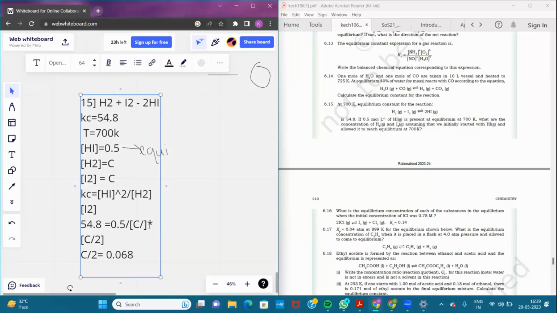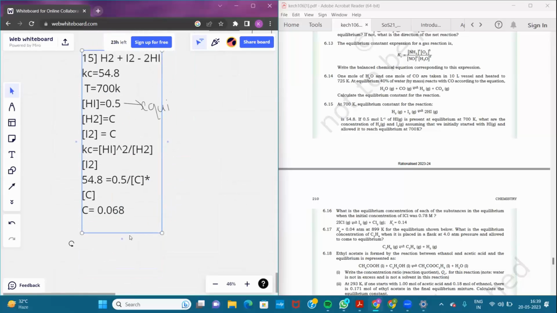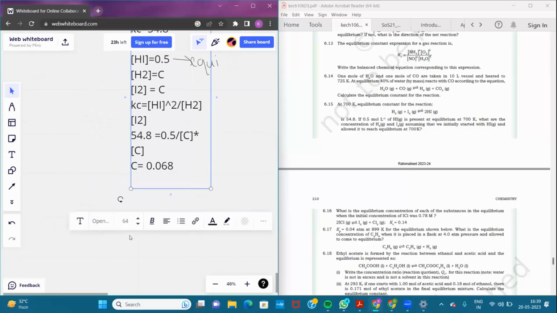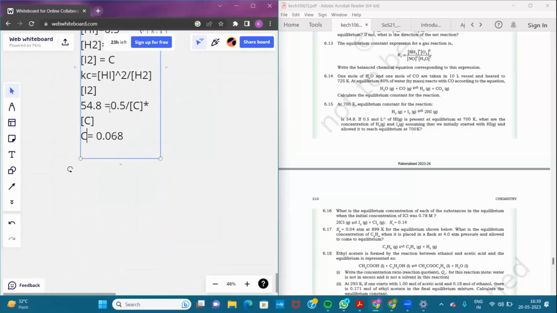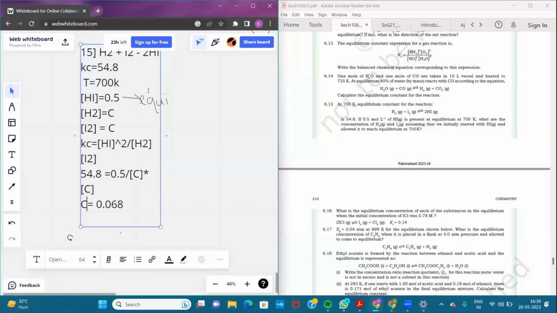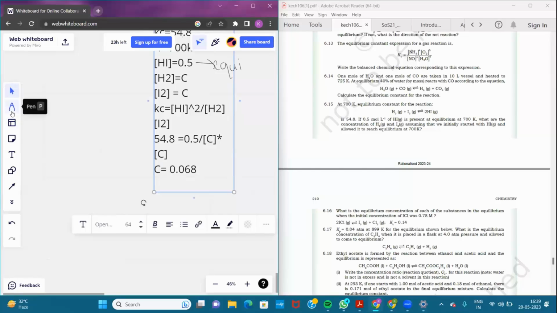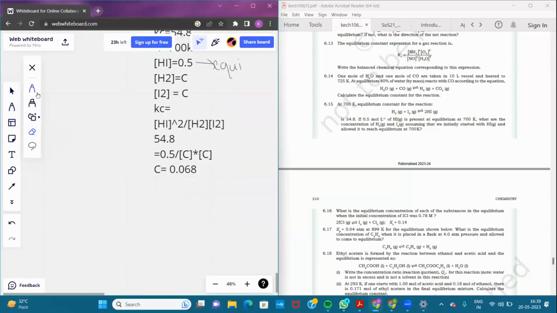This is C. We considered the equilibrium concentration of H2 and I2 to be C, so we'll directly mention that. We'll get the value as 0.068. Sorry for that confusion here. They gave the concentration of HI as 0.5 moles per liter at equilibrium itself. It's not the initial value, so it's not required to take the amount reacted. We can directly include this 0.5 in the equilibrium constant expression. Next, we'll proceed with the 16th question.